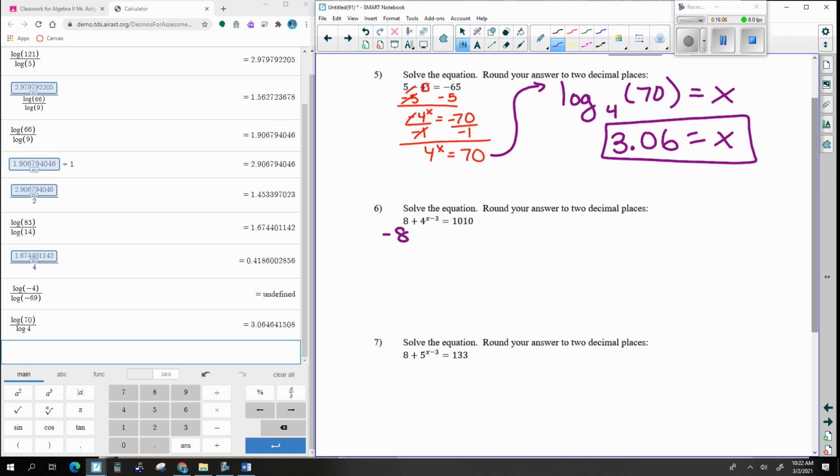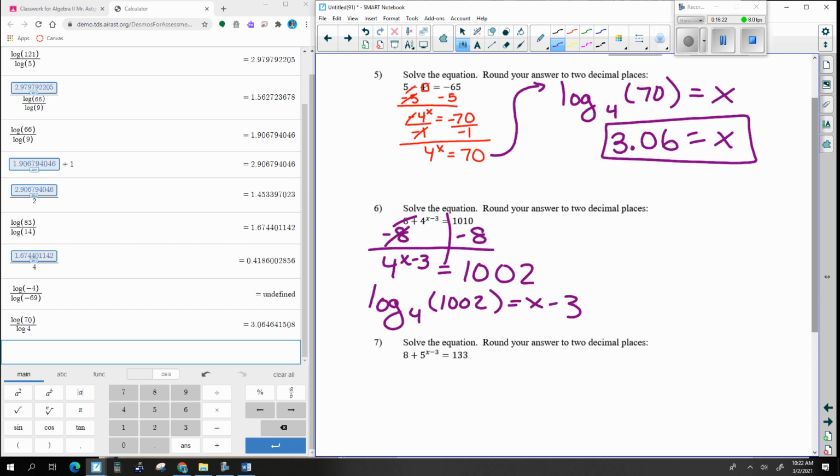All right, so minus 8. Write it as a log. Again, base is the base, and then everything switches sides. So the x minus 3 goes to the left, the 1002 goes to the right. All right, so the left is log 1002 divided by log 4.